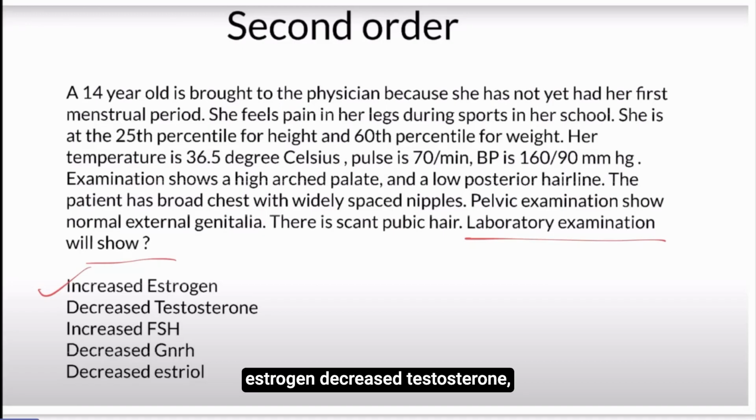Increased estrogen, decreased testosterone, increased FSH, decreased gonadotrophin releasing hormone, decreased estradiol. Which one is the answer? Tell it to me in the chat. So now, okay, I see high FSH, I see decreased gonadotrophin releasing hormone, so decreased estradiol. Now look at how many of you in the chat got it correct. The answer is it's less than what you did in the first instance.